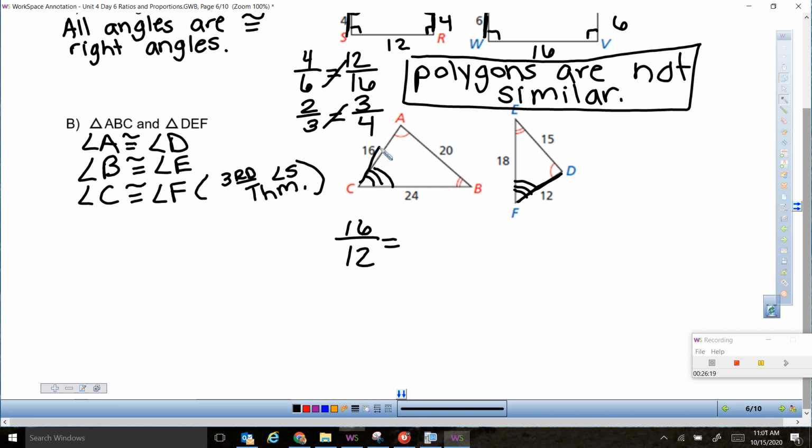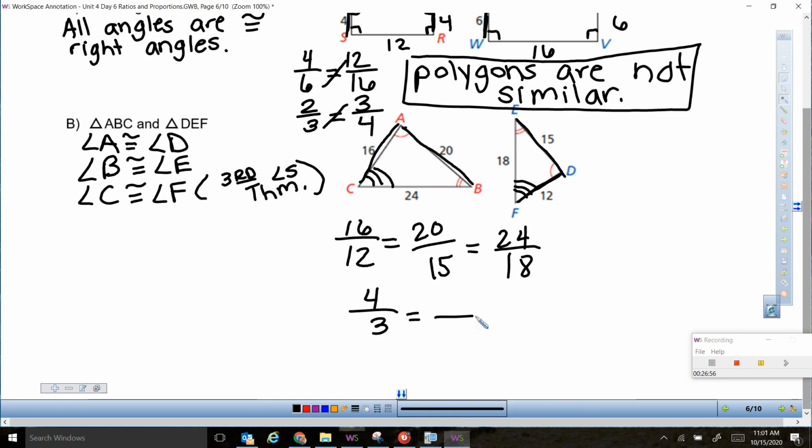Okay, so we did that side. Next one I'm going to do is going to be the 20. So I'm going from 1 arc mark to 2 arc marks. So that would be 15. So the last one would be 24 to what? 24 to 18. Now I need to simplify those and make sure they simplify down to the same thing. So 16 over 12, both of those can be divided by 4, so it's 16 divided by 4, 4, and 12 divided by 4 is 3. 20 and 15 can both be divided by 5, so 20 divided by 5 is 4. 15 divided by 5 is 3. Looking good so far.